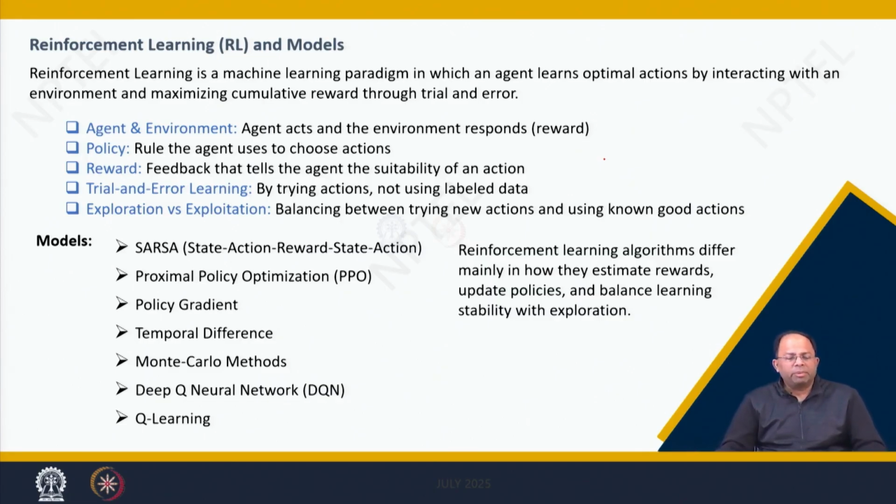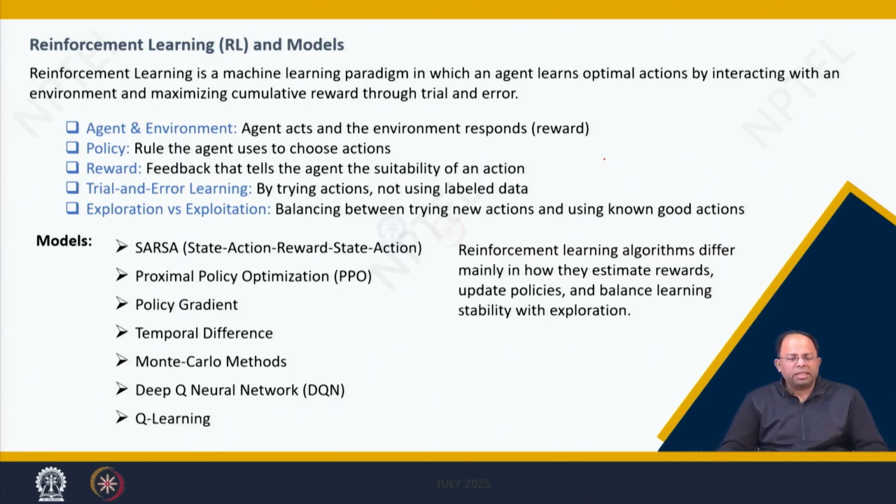Then there is a policy. When the agent chooses to do something, to train itself, it will take some actions. What is the policy based on which it will take the action? What things will it do? In which direction will it go? Then there is a reward. Once the action is taken, is that good or bad? That feedback has to be there. This feedback tells the agent about the suitability of an action. And then there is trial and error learning. That means by trying actions, not using labeled data, we can gradually check and learn on a trial and error basis.